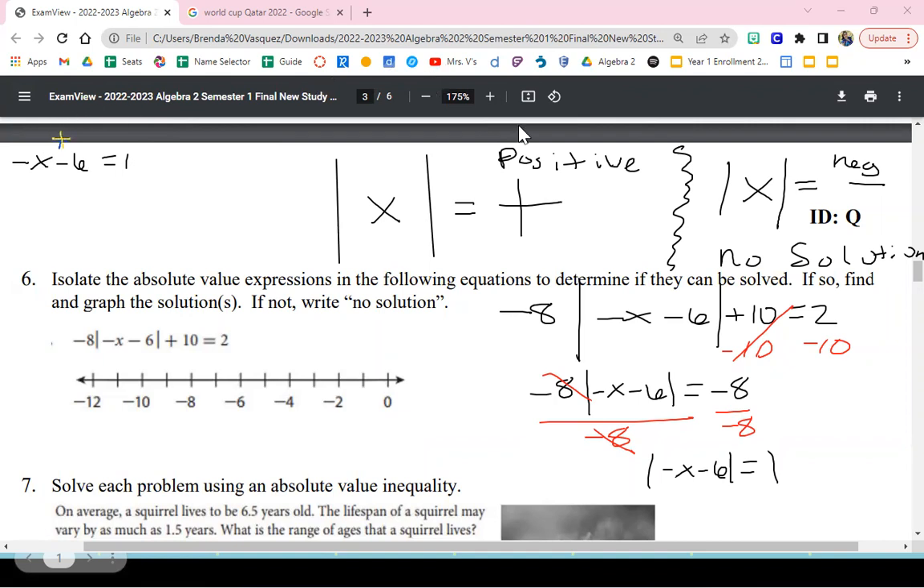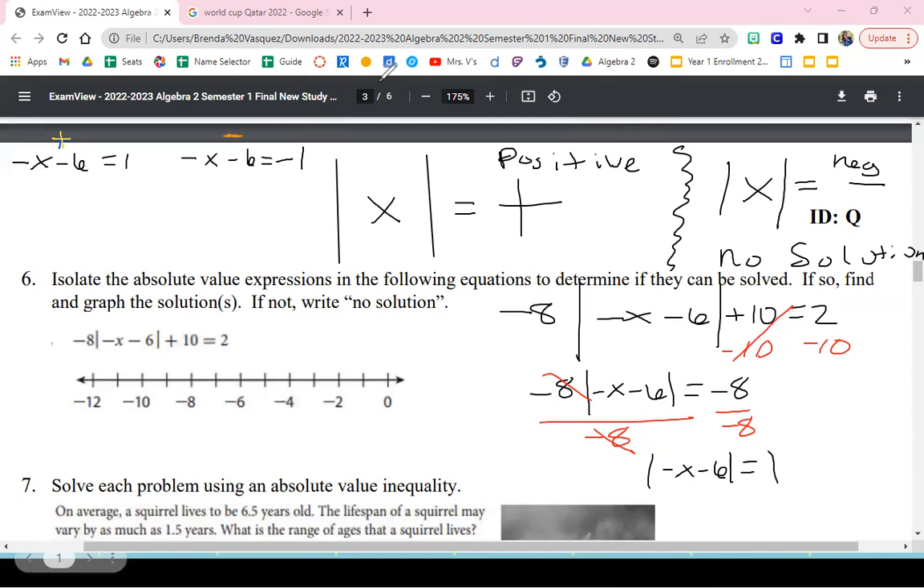And my second solution is -x minus 6 equals -1. So whatever we put in here, it's either going to be a -1 or a +1, because whatever comes out from an absolute value, it's always going to be positive. Okay.